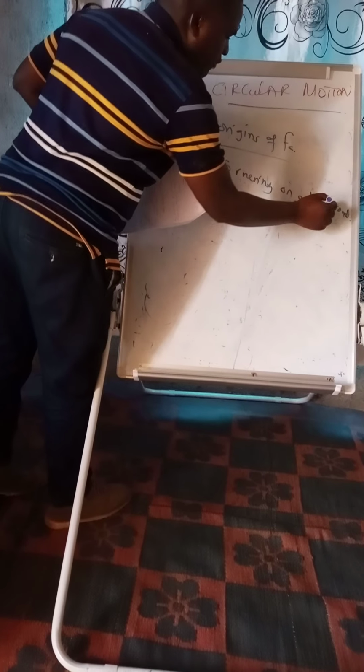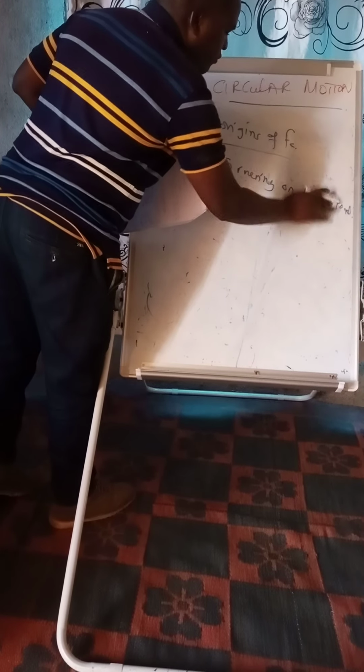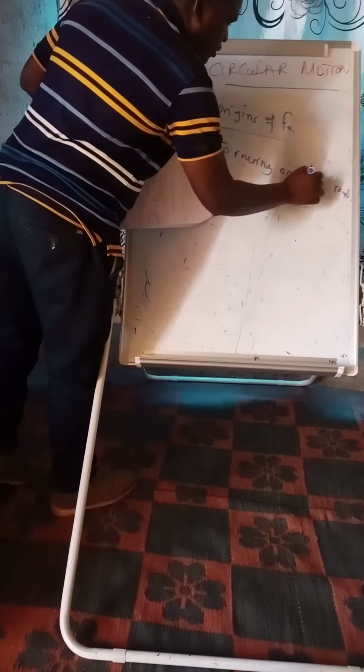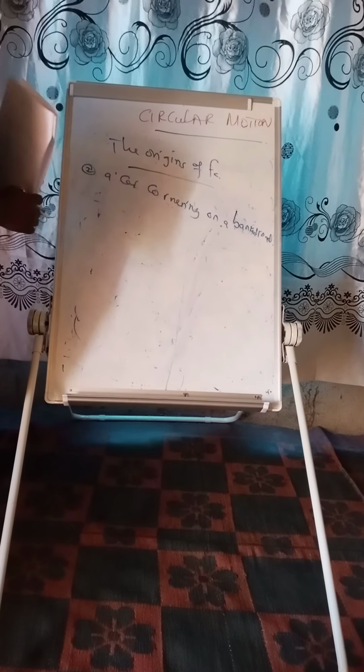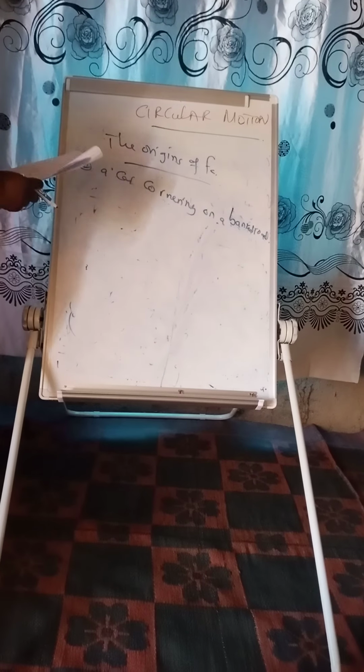A car cornering on not a level, now it is rough, which is a banked road. On a banked road, this is a road which is at a certain angle. It's not level, it's not smooth. A car cornering on a banked road, here the normal contact force has a horizontal component which can provide centripetal force, and the vertical component balances the car's weight.